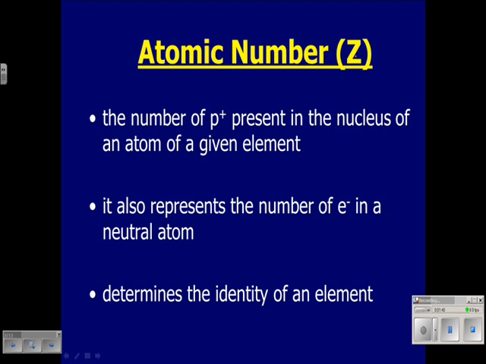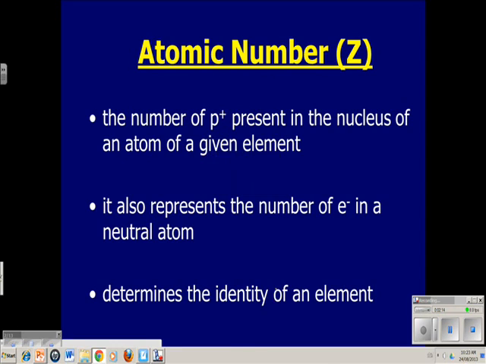I don't know the historical reference on why Z was used. You'd think A, but it's not, it's Z. And it tells us the number of protons present in the nucleus of a particular element. And if the atom is neutral, remember, an electron's charge completely balances out a proton's charge. So if the atom is neutral, then it has the same number of protons and electrons in that atom, all right? And it turns out that this atomic number tells us the identity of an element as well, all right?